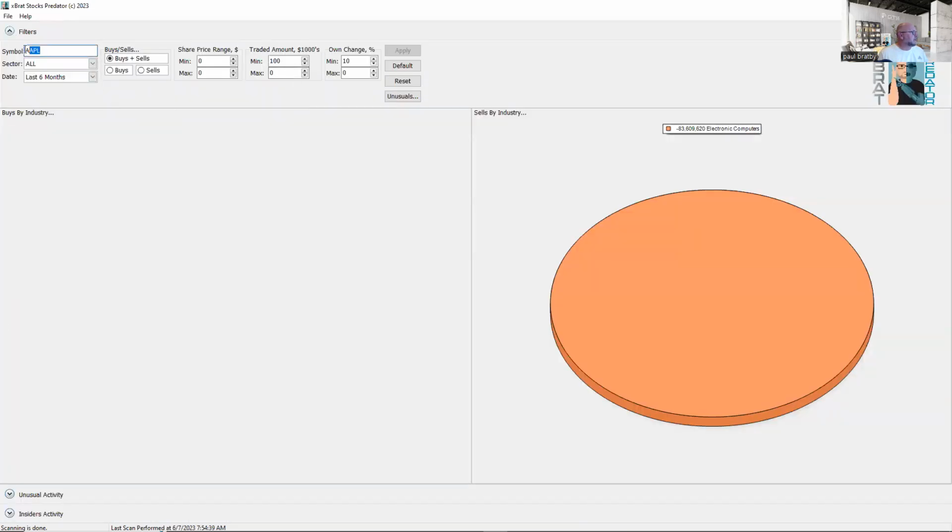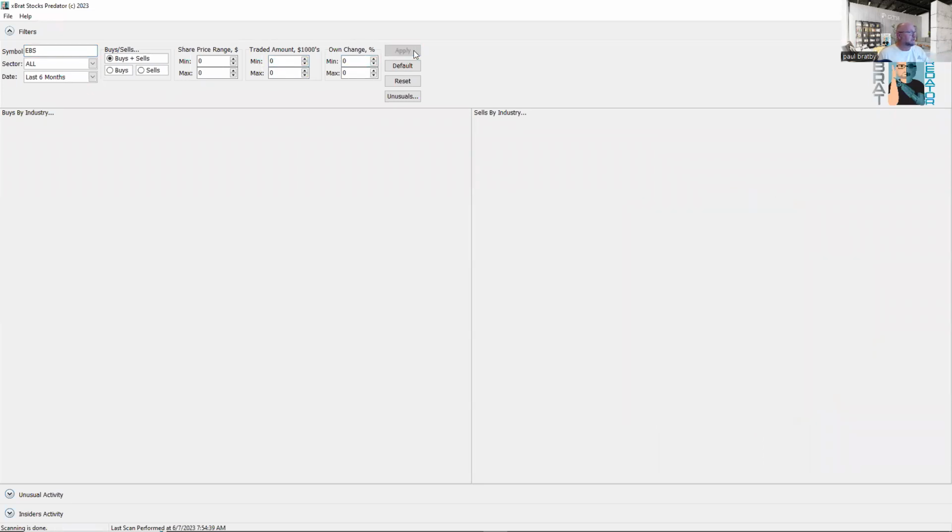Let me just try that EBS again, but I filtered out the trading amount. So I'm just going to put 0 in here, 0 applied, to see if there's any. No, there's nothing there. Okay, so there's no insider trading there. We can take that off and we can look at mining, for example.